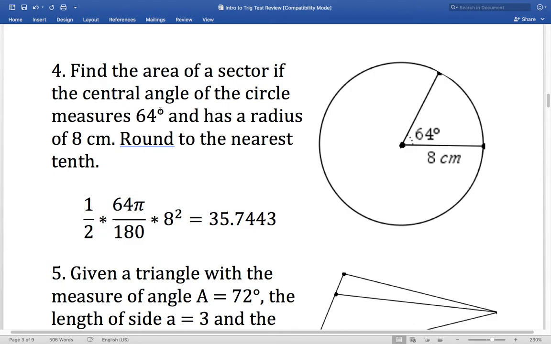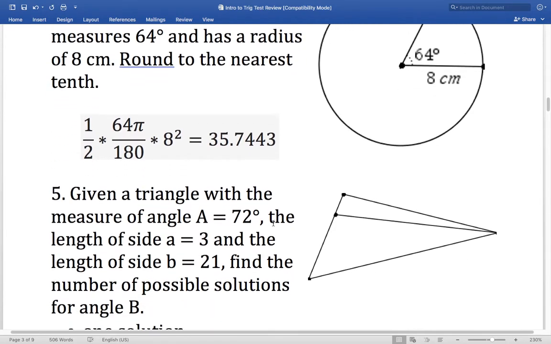And so we have our angle, 64 degrees. We have to convert it to radians, so multiply by pi, divide by 180. Here's our 1/2. That's just part of the equation to find this sector area. And then our radius squared is here. We plug it all into the calculator, and we get this number of centimeters squared. All right.